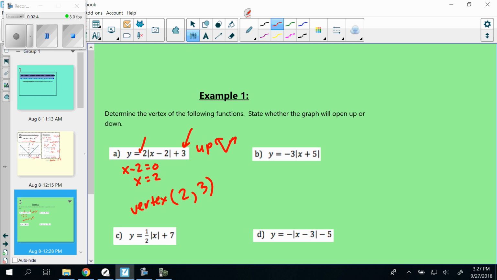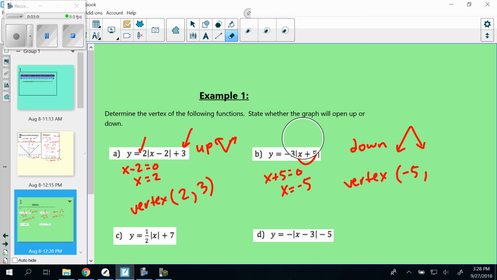Okay, B. Let's see if it opens up or opens down. Negative, so this one's going to open down. And again, what we mean by that is you're going to get it shaped like this. On this one, for the vertex, take what's in the absolute value, put it equal to 0, and see what you get. This one is going to get -5. So the vertex here is at -5. Now it's kind of tricky on this one because we don't see any numbers over here like we did on the last one. If you see nothing, that means it's like +0. And so the vertex on this one's at the point (-5, 0).